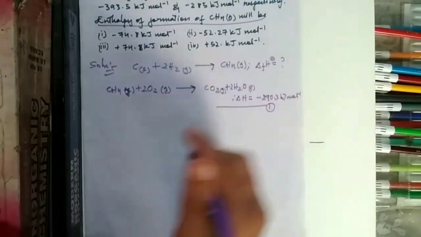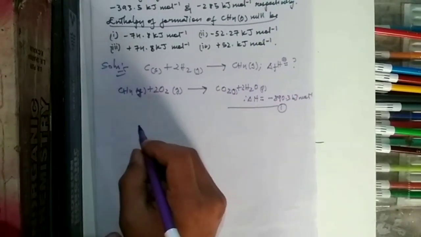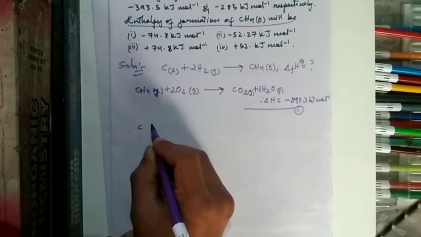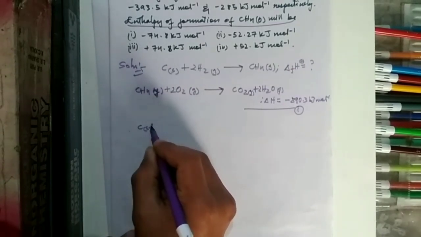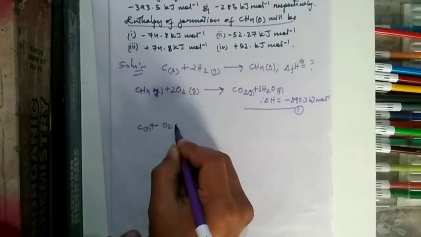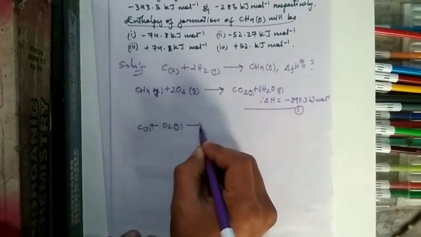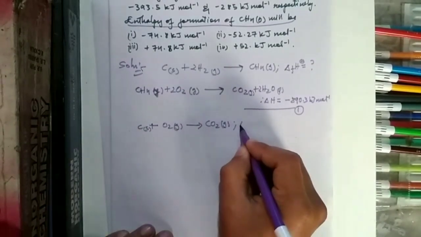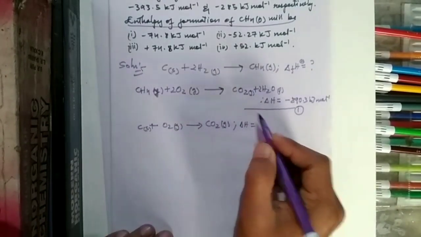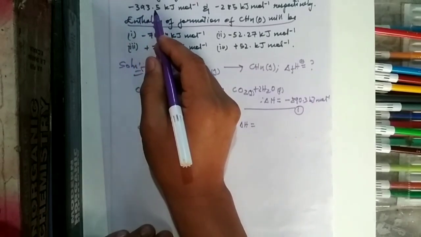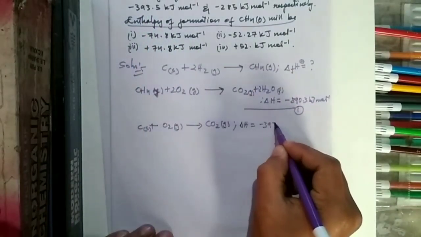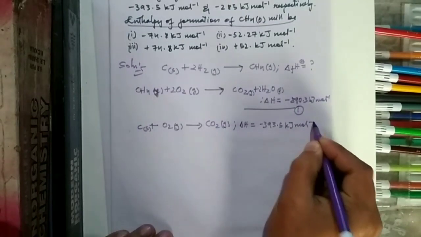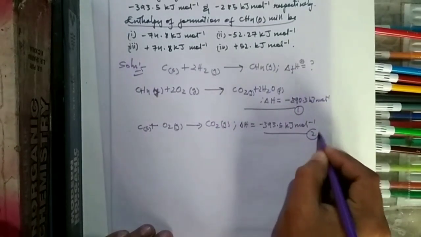Next one is graphite. Graphite is an allotrope of carbon. So carbon solid plus oxygen gas will simply give us carbon dioxide. Now delta H is already given, minus 393.5 kilojoule per mole. We'll take this as equation 2.